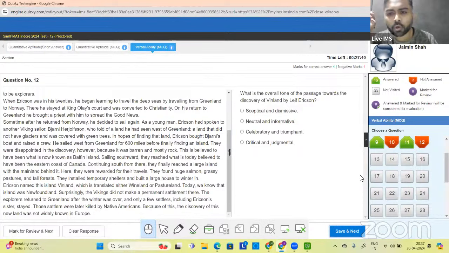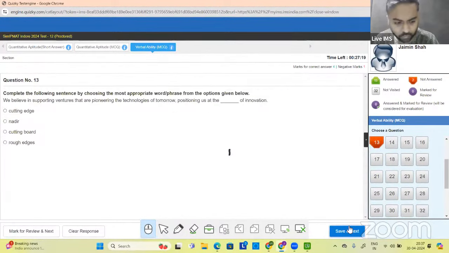What is the overall tone of the passage toward the discovery of Vinland by Leif Erikson? Skeptical, no. Neutral, informative, yes. Celebratory and triumphant, no, not at all. Critical and judgmental, no. Informative, yes. Let's move to the next question.